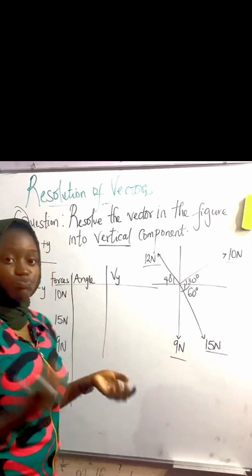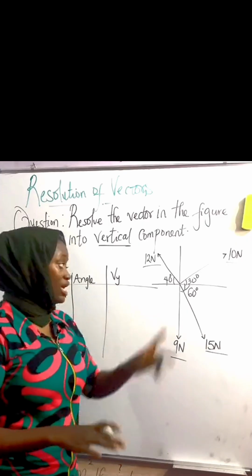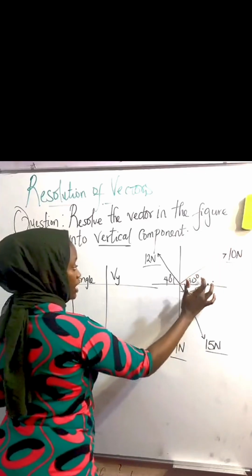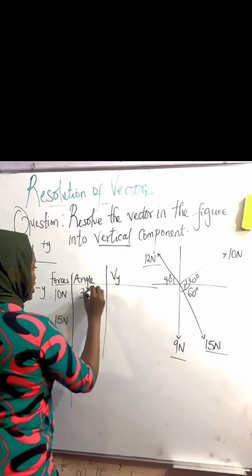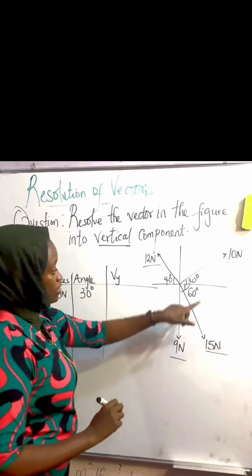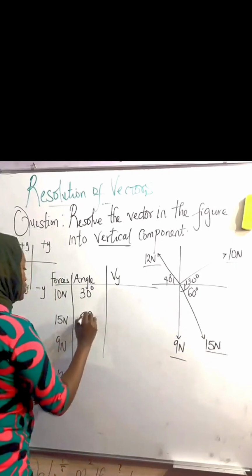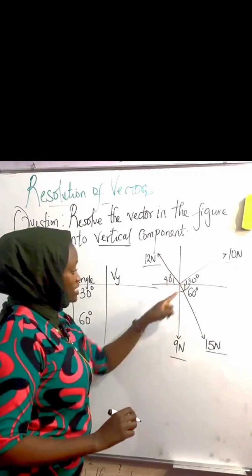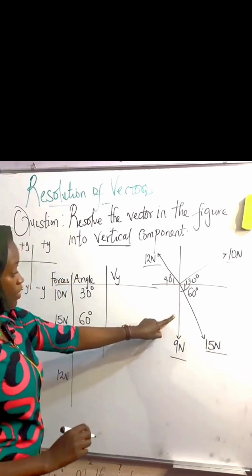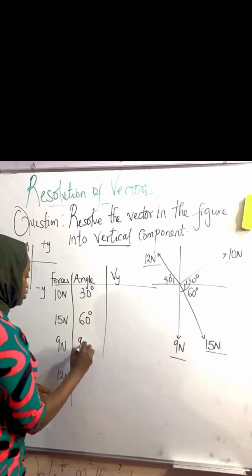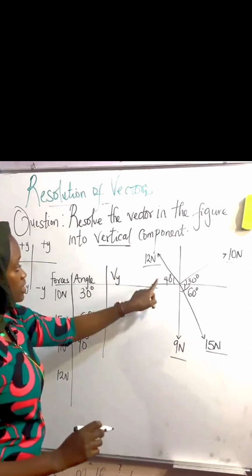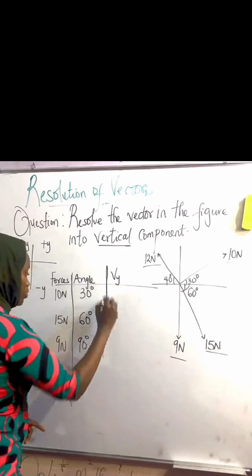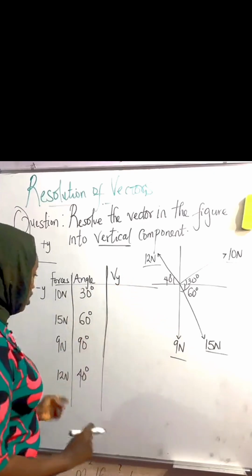So all we need to do now is to input the values for the angle for each of the forces acting in this figure. So for 10 Newton, the angle here is 30 degrees. For 15 Newton, the angle is 60 degrees. And for 9 Newton, we can see that 9 Newton is on the vertical line, so this is at angle 90 degrees. And the last one, which is 12 Newton, is 40 degrees, as we have from the figure. So now we have all of these parameters.